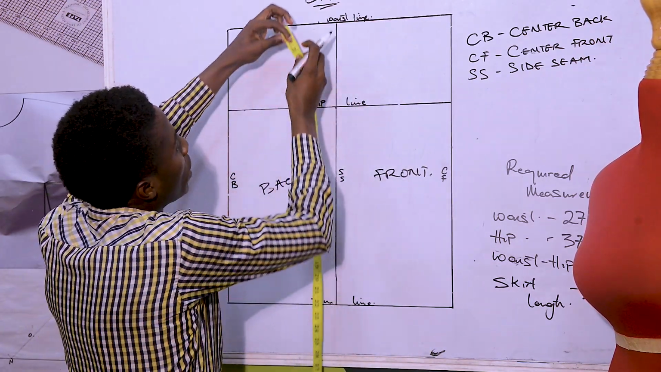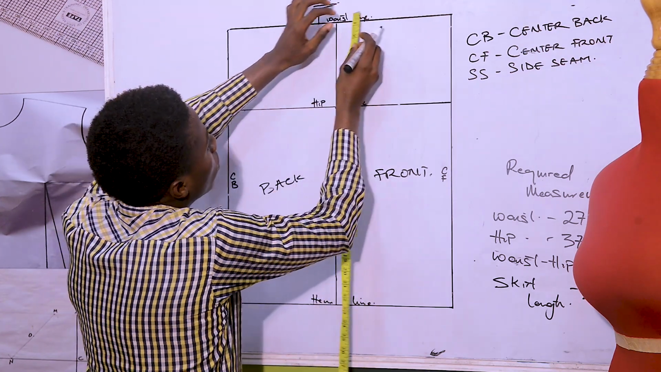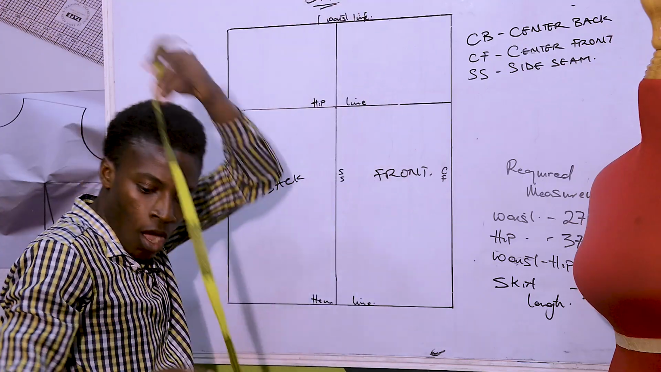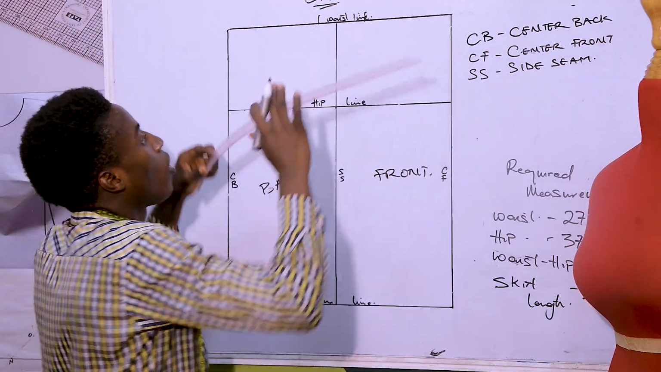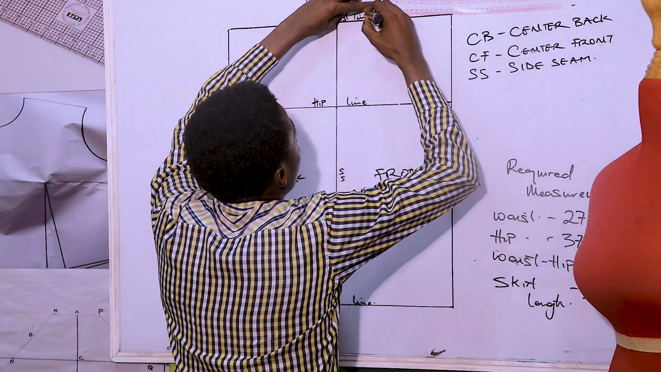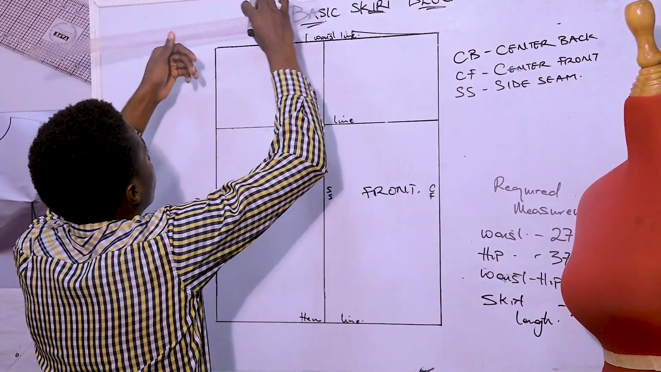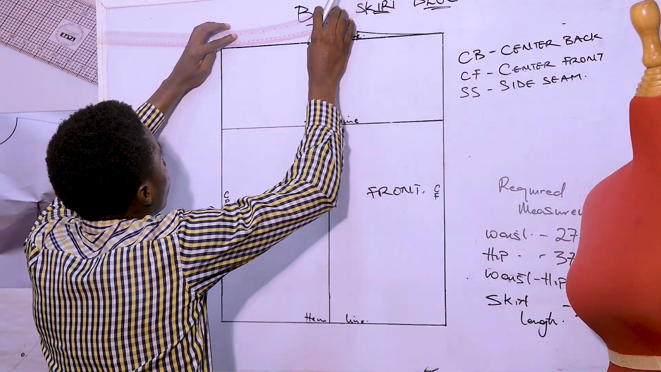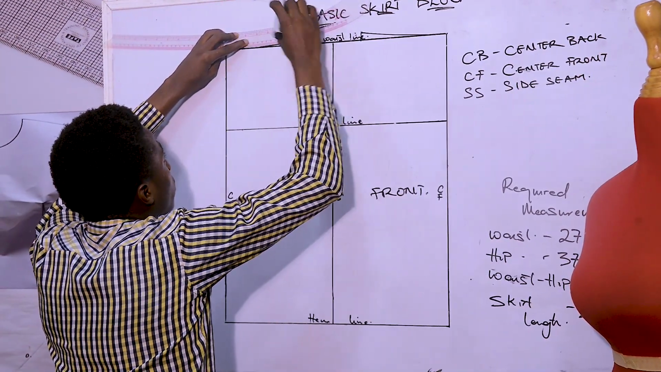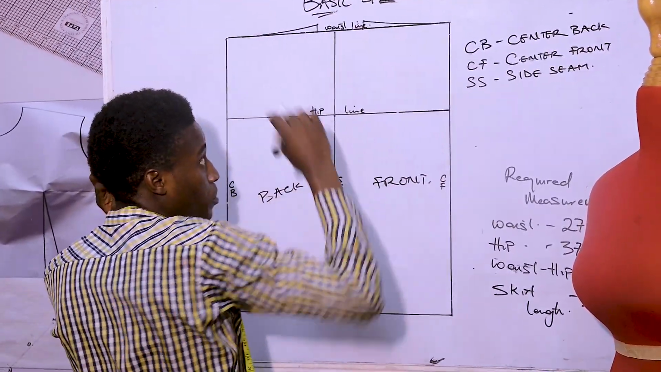So once we have the points, now all you need to do is to raise up to get a new waistline by 1/2 inch. All right, so once we have this, connect the waist points of both the front and the back to get a new waistline. All right, so now we have a new waistline.